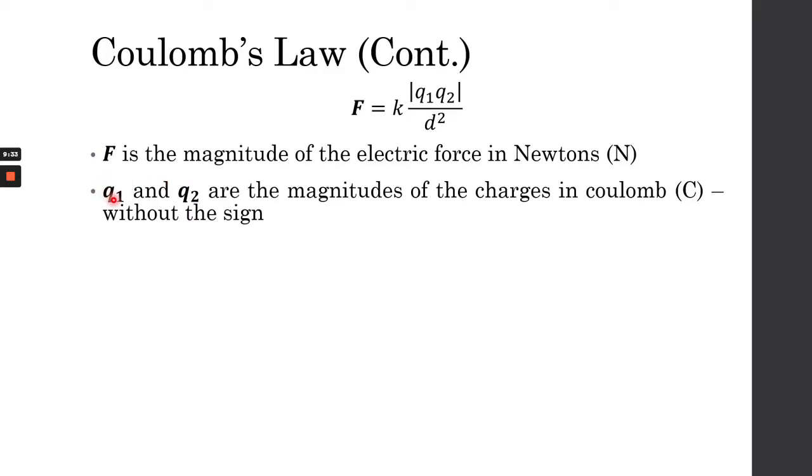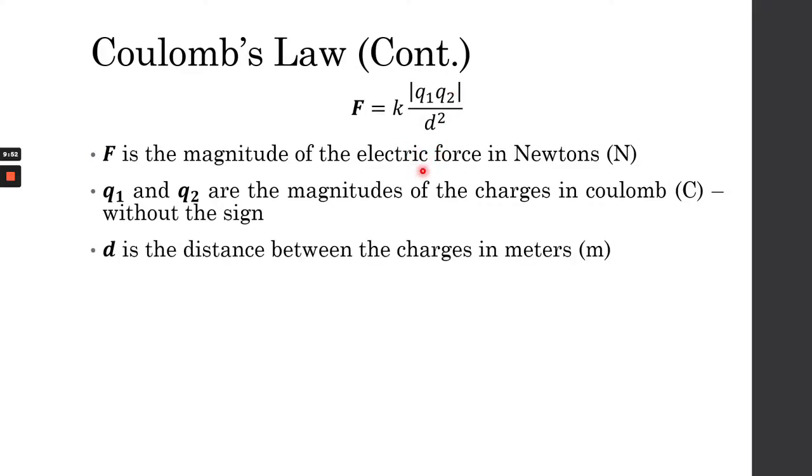So meaning Q is basically denoting the particle, or the object or the sphere that has a charge. So if this Q1 is negative and the Q2 is negative, just multiply them without the sign. So that's what you want to do. You want to have the absolute value. And d is basically the distance between the charges in meters.